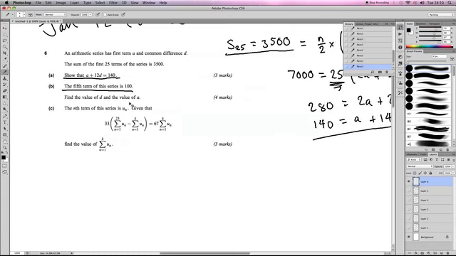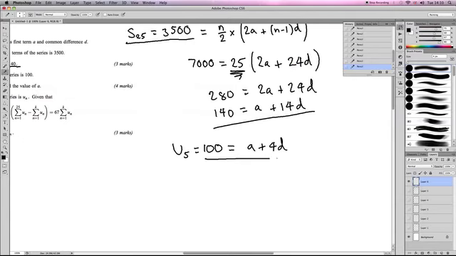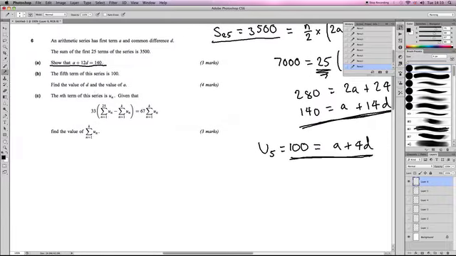All of a sudden they say the fifth term is 100, and again this is another tricky question. Let's go to this equation. U5 is equal to 100, but we've got an equation for that, which is a plus 4d, and that's it right there. And we've got two equations now, this one and the one that we just worked out, so it's going to be simultaneous equations.